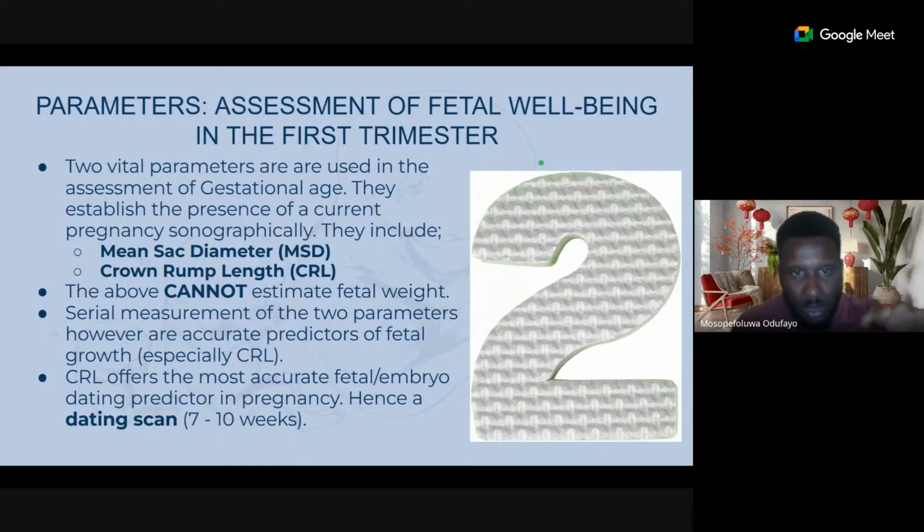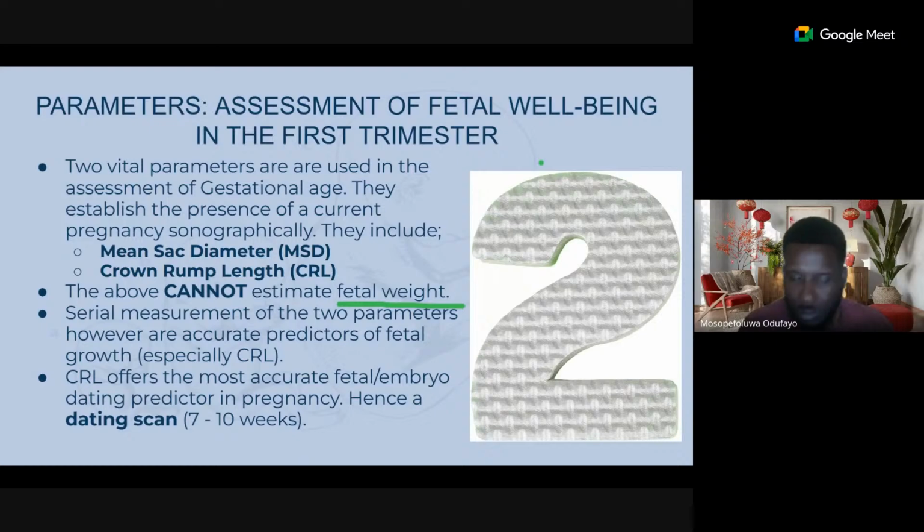Is that okay? But when we are talking about measuring and assessing age and well-being, we're talking about the mean sac diameter and the crown rump length. Just those 2. One thing you need to know about these 2 is, as much as they can tell you a lot of details about the age of the baby, you can't use them to get the weight of the baby. As a matter of fact, what will you be using the weight for at that period? Serial measurements of these 2 parameters are accurate predictors of fetal growth.